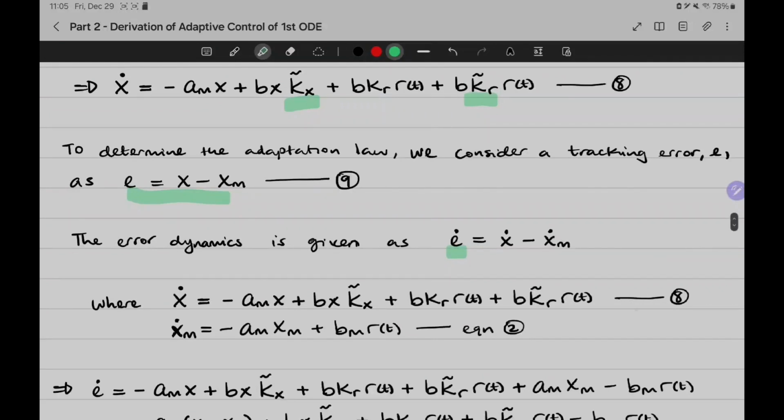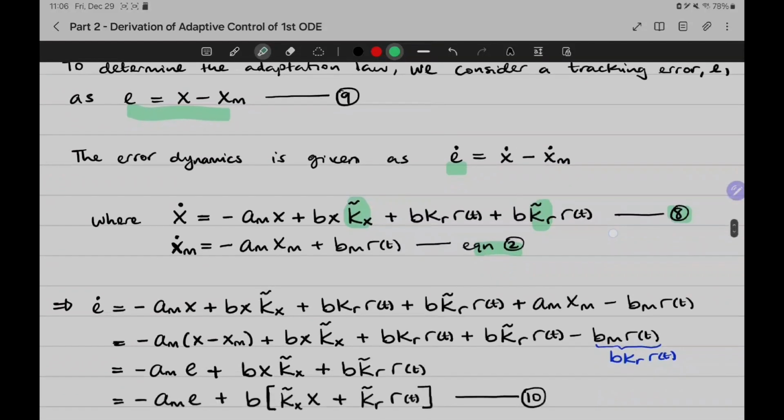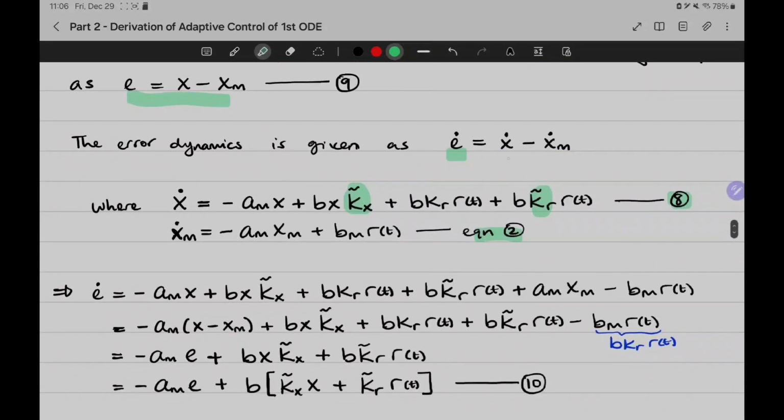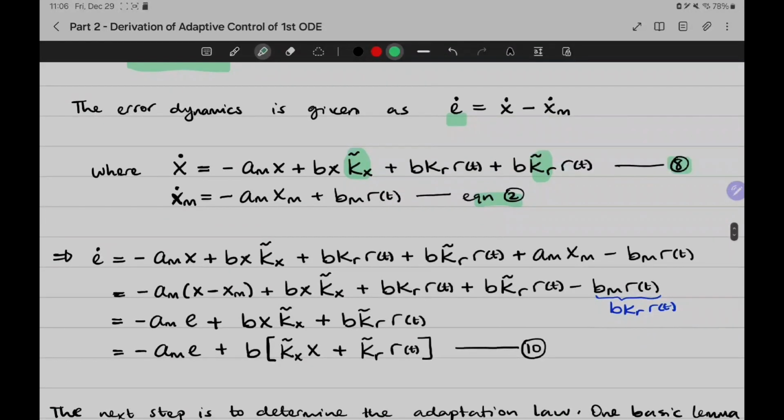And so for x dot, we're again using equation 8, right? That has the difference between the estimated control parameters and the ideal control parameters. And again, this is equation 2, which is our reference model. What we do is substitute those two into the error dynamics, and after a bunch of substitution and simplification, you will end up with equation 10.